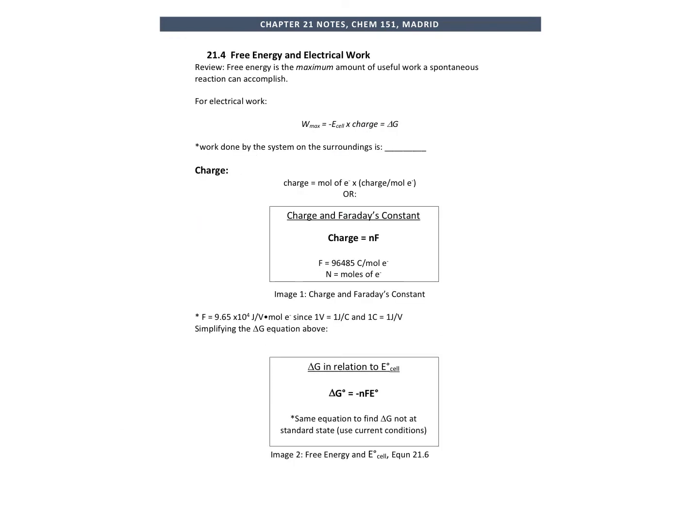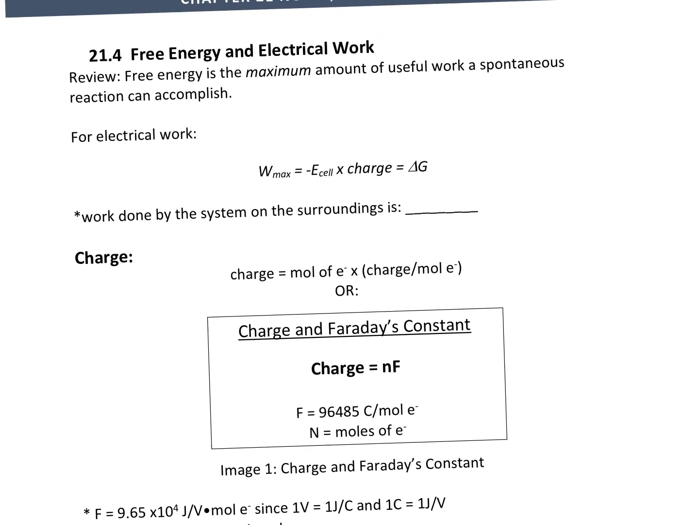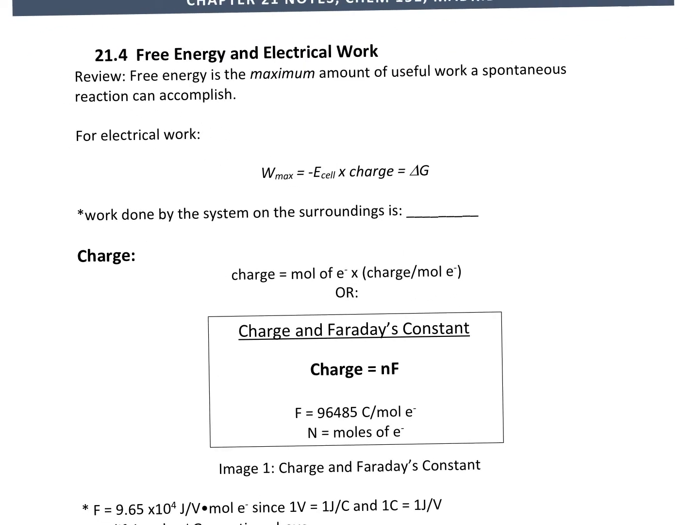All right, on to section 21.4, free energy and electrical work. So to review what free energy is, it is the maximum amount of useful work in a spontaneous reaction. So it's the maximum amount of work that can be done by the system. All right, so that means that for a spontaneous reaction, E cell has to be greater than 0.